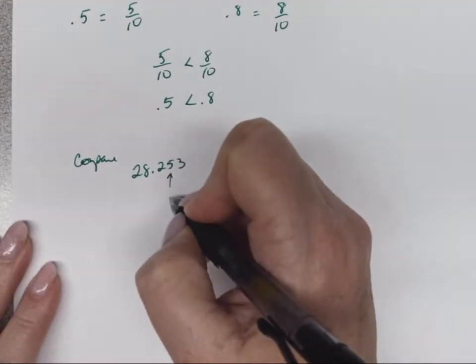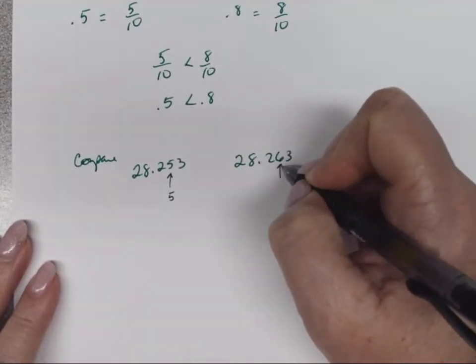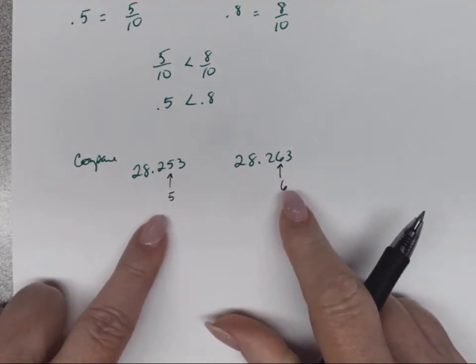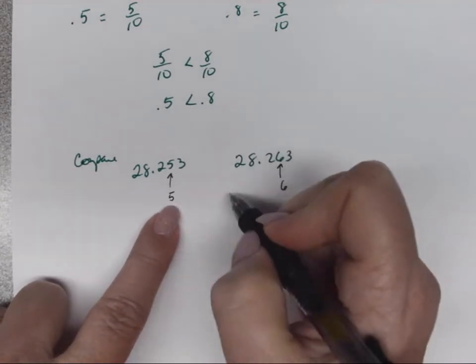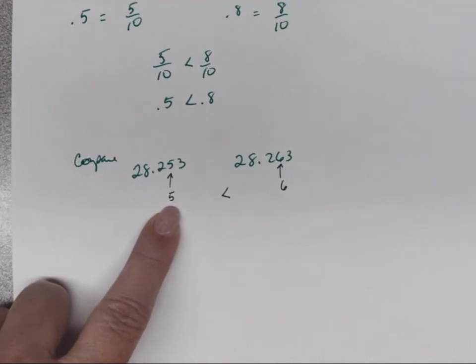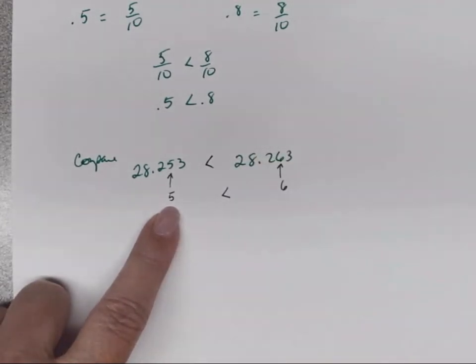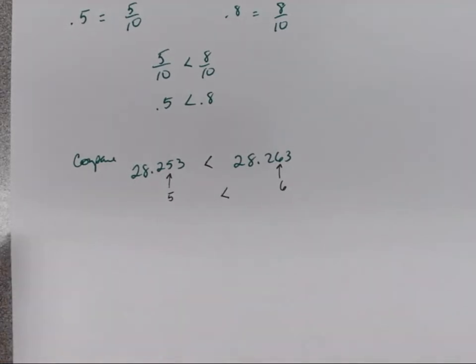Here, we have a 5, and here we have a 6. That's in the hundredths place. And we know that 5 is less than 6, so that means that 28.253 is less than 28.263.